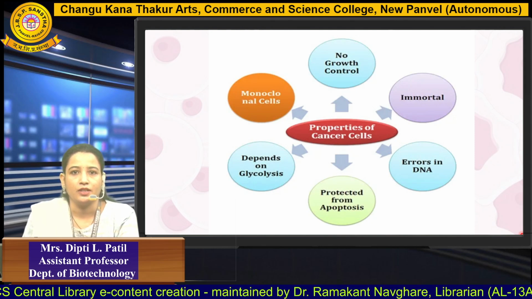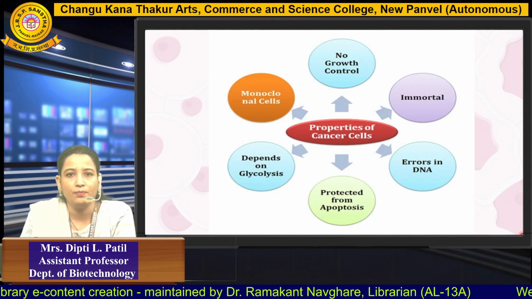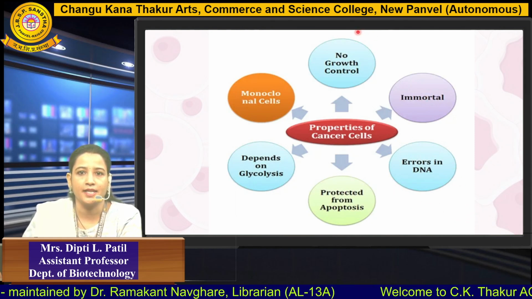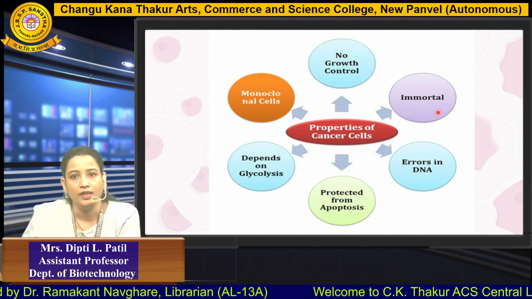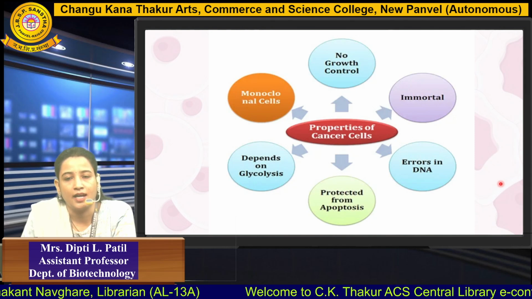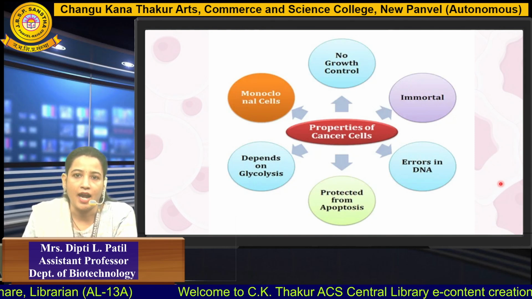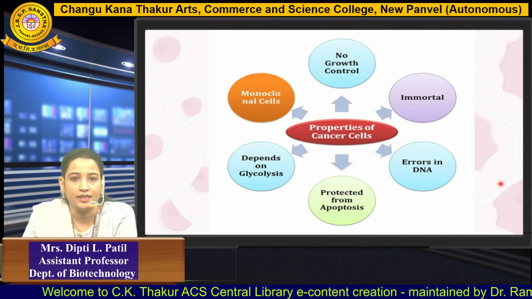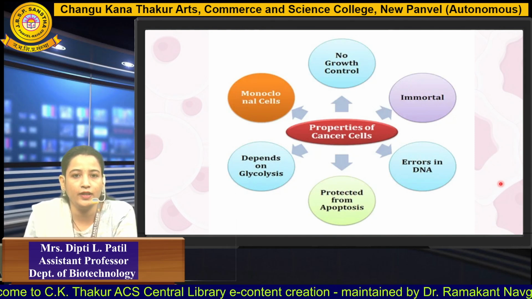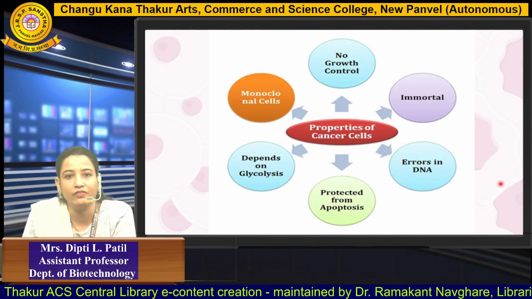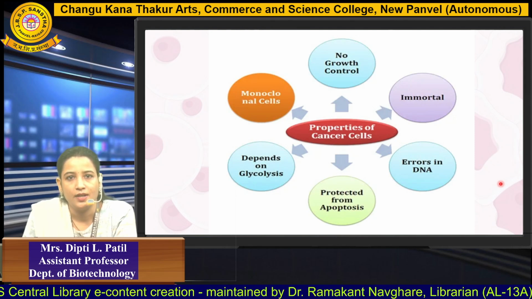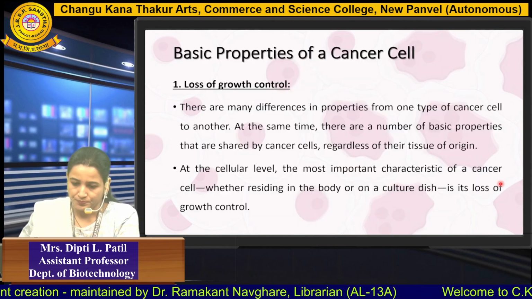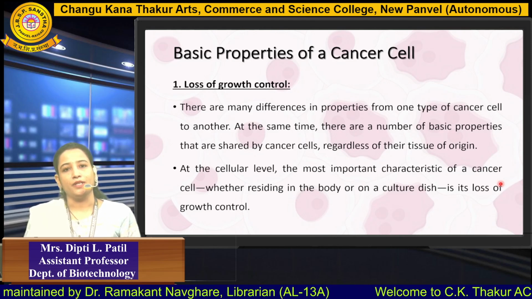You can see in the picture, the diagram is showing the different properties of the cancer cell. You can see there is no growth control here. The second property is that cancer cells are immortal. Next, cancer cells arise due to errors in the DNA and because of that they are protected from apoptosis. Next, cancer cells are highly metabolic, fulfilling their metabolic requirements by depending on glycolysis. And the last one is that all cancer cells are monoclonal cells. So let us discuss all these properties in detail.